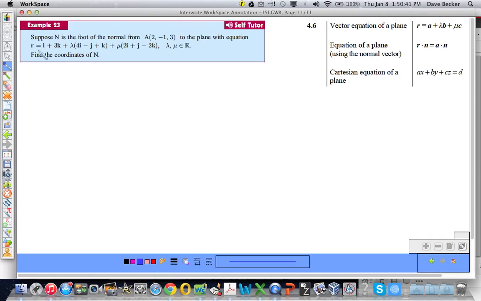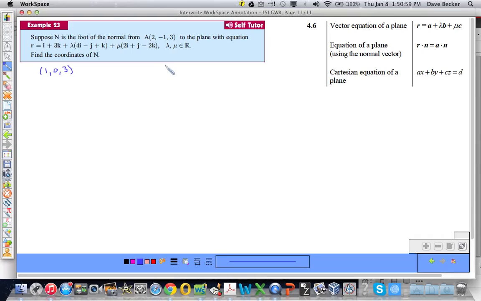So that would have coordinates 1, 0, 3. I'm going to put that in my back pocket. 1, 0, 3, plus lambda times this vector in the plane plus mu times this vector in the plane. Find the coordinates of n. All right, we got a lot to do here.